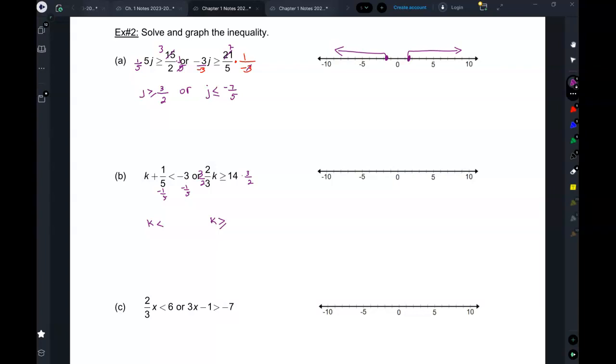Okay, what is k less than here? -16 over 5. Or it's greater than or equal to what? 1 over 21? Just 21. Because you're going to multiply by 3 over 2. Right? You multiply by 3 over 2. The 2 and the 14 simplify to 21.